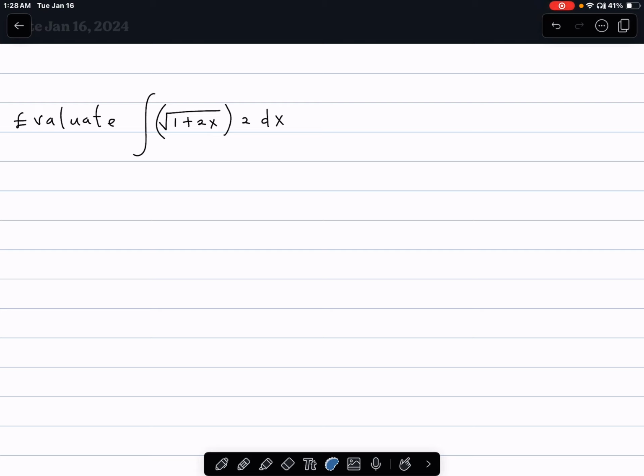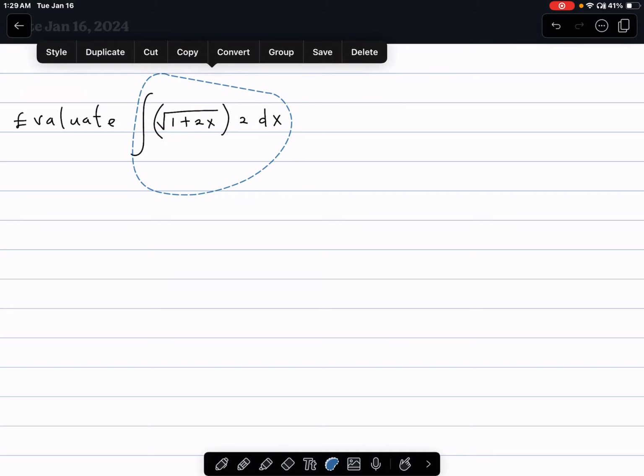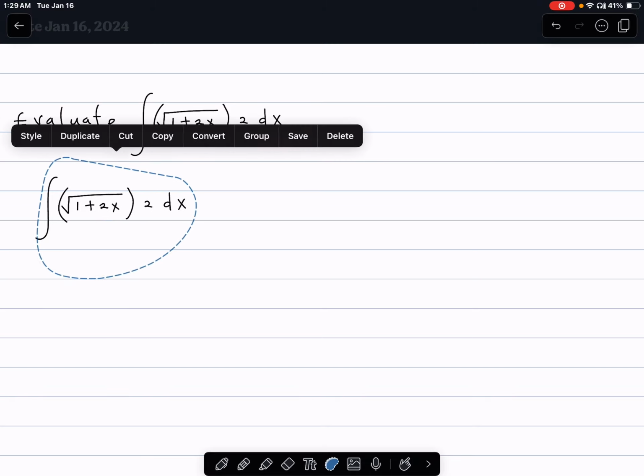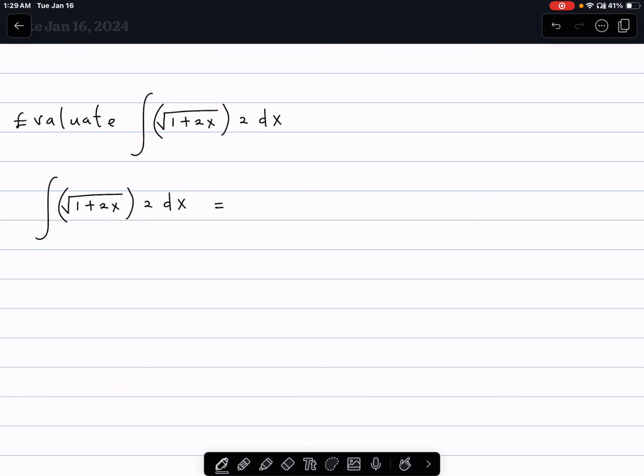Hmm, how are we going to do this? Okay, so this integral, I can rewrite the function inside, the square root of 1 plus x, as (1 plus 2x) to the power of 1/2. Then I have 2 dx, right? Okay, that's the first step. What's the next thing I can do?